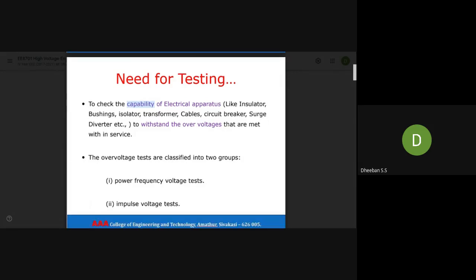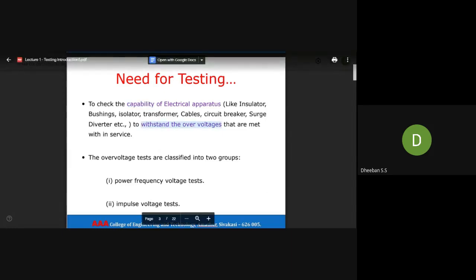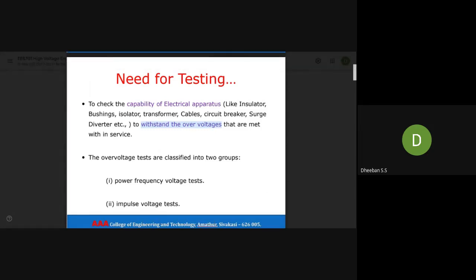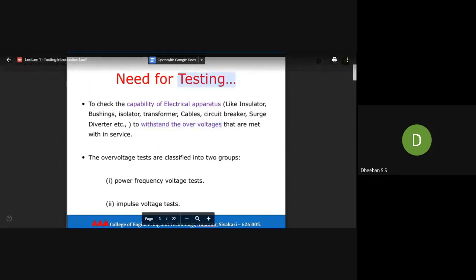Okay. So the second point is that you are able to measure the withstanding overvoltage through the testing technique. These withstanding overvoltages must be within the prescribed standards, such as IEEE or IEC standards. Such a necessity can be fulfilled only by testing the electrical apparatus.